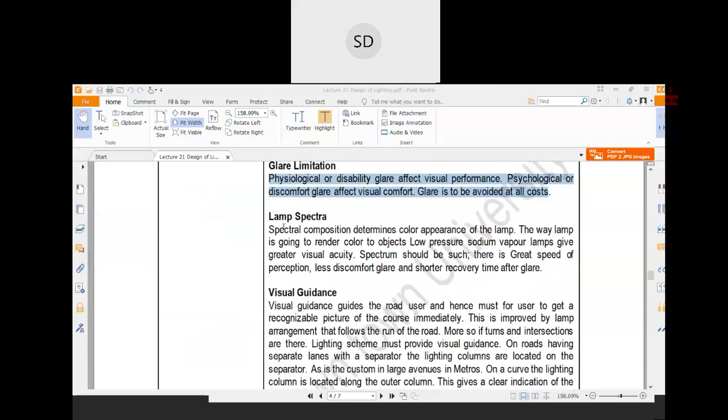So lamp spectra. Basically lamp spectra composition determines the color appearance of the lamp, so what the color of the lamp is. Suppose for the LED light, the illuminated light is white color, and for the incandescent, it is a bright red color. So this is lamp spectra.